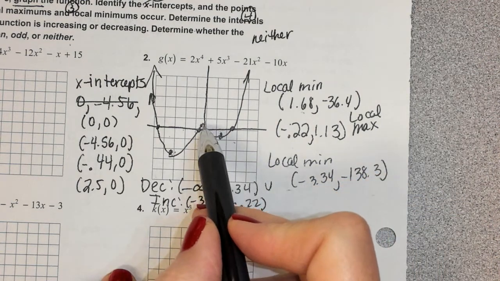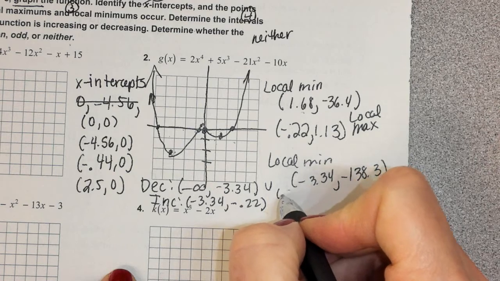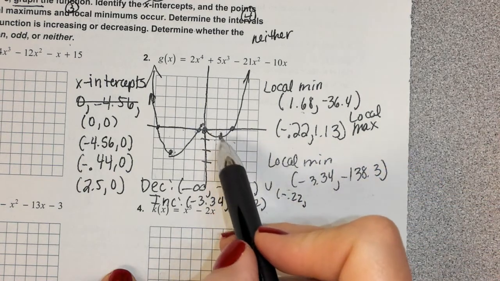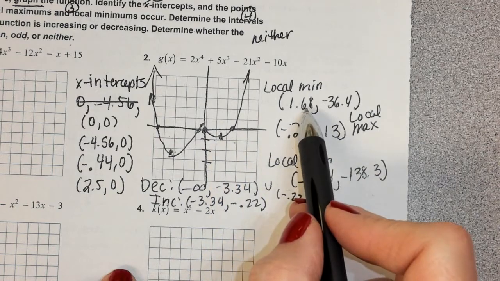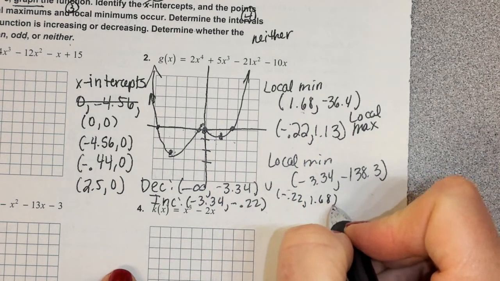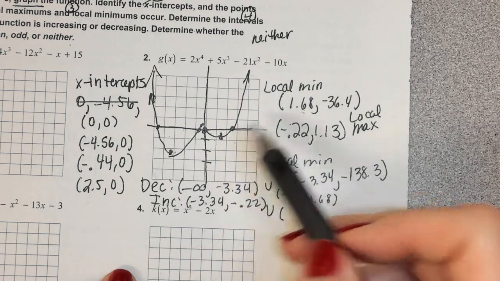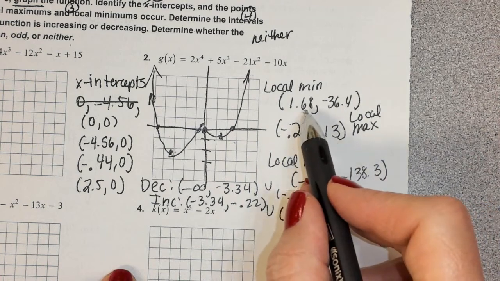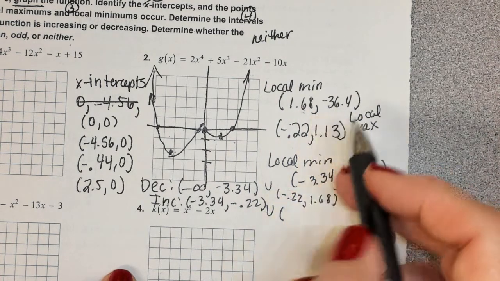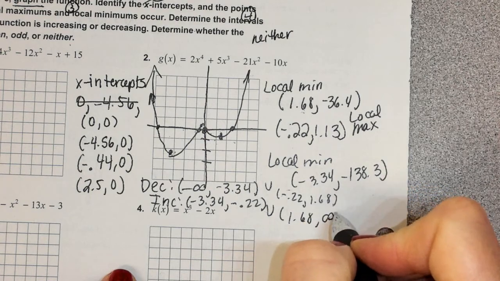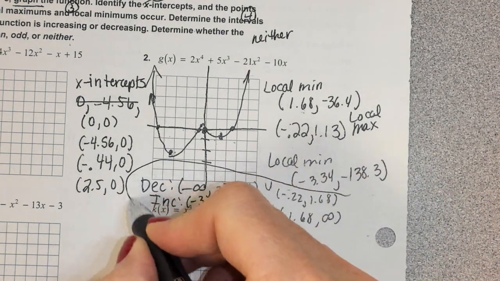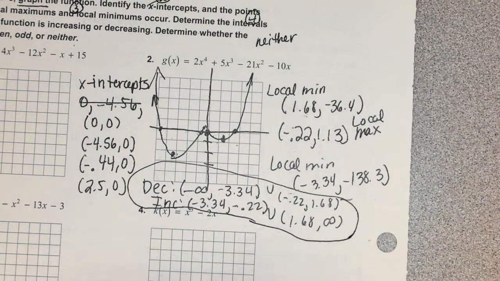Union, then it starts decreasing. It's decreasing from -0.22 over to this one, which is that one, 1.68. It makes it a little bit easier if you just put these on your actual graph. And then it's going to be increasing again from 1.68, yep, to infinity. All right? Does that make sense to everybody? You can do that? All right, good job, guys. So we're going to stop there.